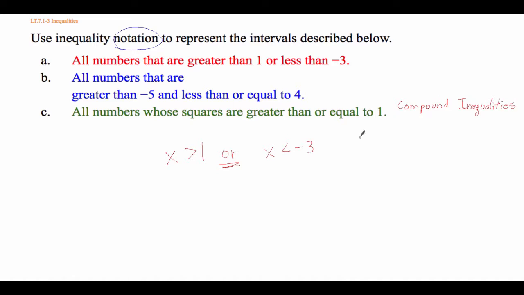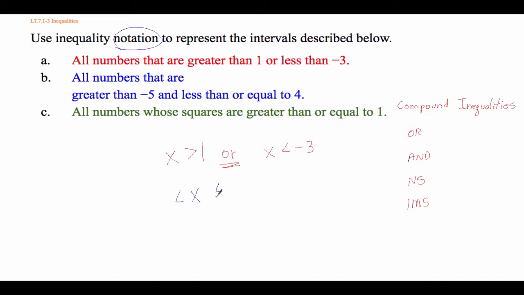And by that I really mean the set of real numbers. So there's the "or," the "and," not to be confused when we say infinitely: no solutions, or infinitely many solutions. So in this part B, all numbers that are greater than -5 and less than or equal to 4.